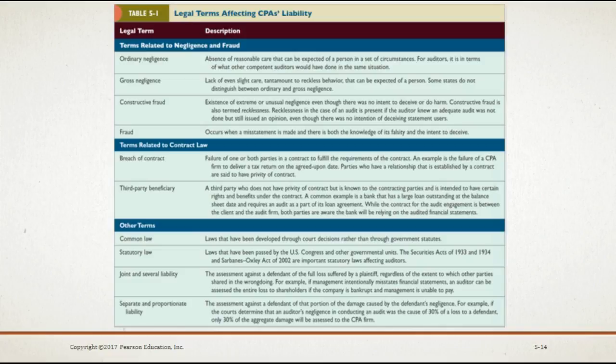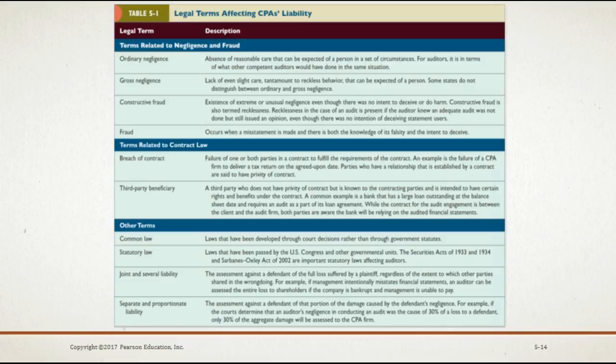Here, we have several common legal terms that affect CPA's liability. Let us take a moment to review some of the legal terms in this table, such as the terms related to negligence and fraud. When the auditor has failed to conduct an adequate audit, liability may depend on the level of negligence, from ordinary negligence to gross negligence, to constructive fraud, also known as recklessness, and lastly, when there is knowledge of the financial statement to be false and there is intent to deceive the user of the statements.